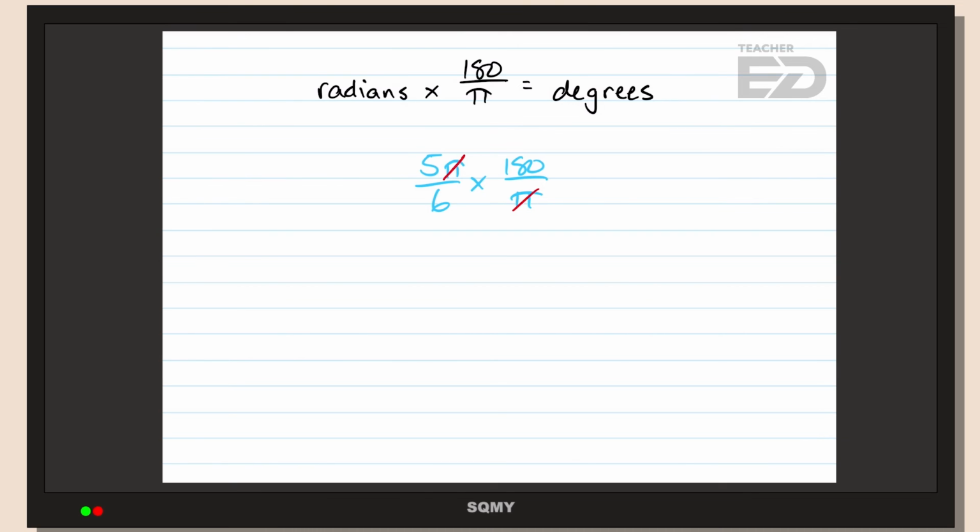Next, we can look at our 6 and our 180, and we can reduce these down to their lowest form. 180 divided by 6, we know, is 30. So now we're left with a nice, easy problem. 5 times 30 is equal to 150 degrees. So we know that 5 pi over 6 radians is equal to 150 degrees.